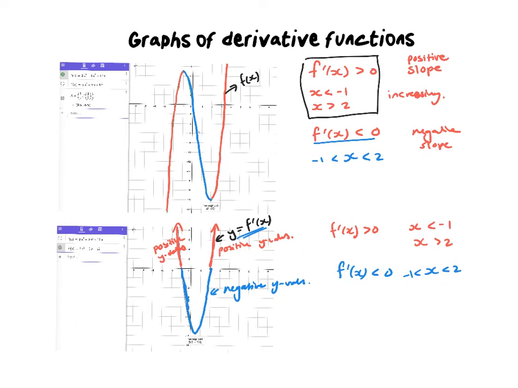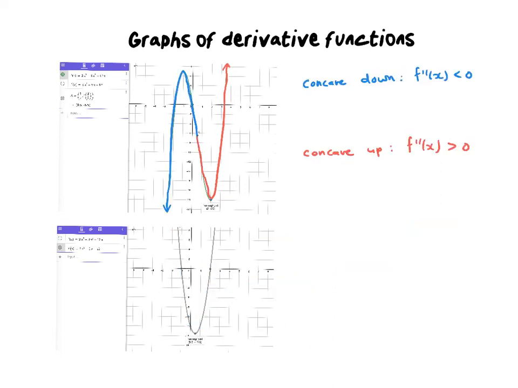So in other words, the graph would increase, right? The same x values for where the derivative graph is above the x-axis. It increases where the derivative graph is above the x-axis. The original function will decrease for those same x values where the derivative graph is below the x-axis. So there's another conclusion we can make.